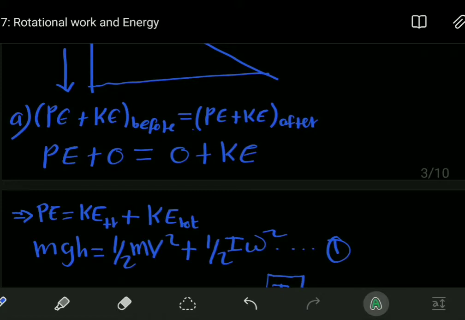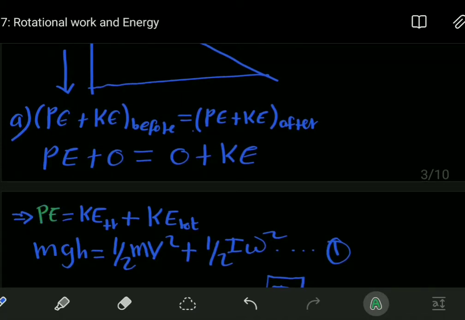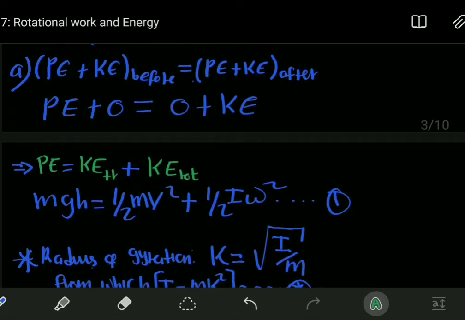Okay, so at the top here we only have potential energy being equal to the total kinetic energy at the bottom, and we're having translational kinetic energy as well as rotational kinetic energy at the bottom. Therefore we have that mgh equals half mv squared as our translational kinetic energy plus half I omega squared as our rotational kinetic energy. Okay, so let's call this equation 1. So we pause here.